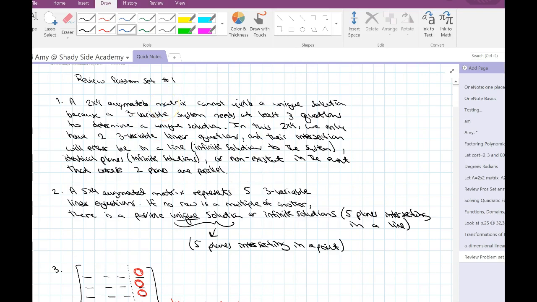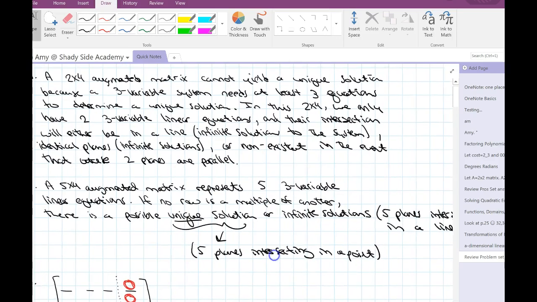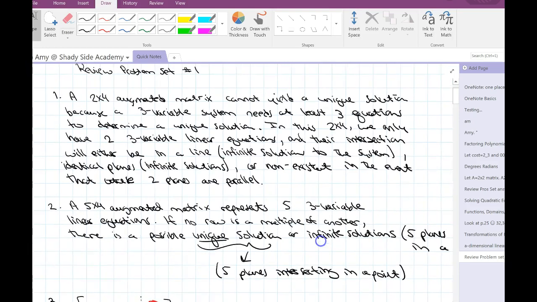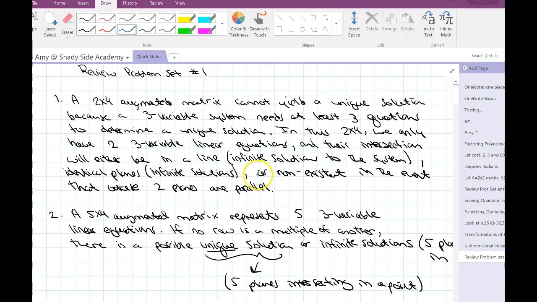You can read it. Again, like I said in class, I treat reviews as more like thorough studying, so I like to be thorough. A 2 by 4 augmented matrix cannot yield a unique solution because a 3 variable system needs at least 3 equations to determine a unique solution. In this 2 by 4, we only have 2 three-variable linear equations, and their intersection will either be a line, infinite solutions, or identical planes, which is infinite solutions again, or it'll be non-existent in the event that these 2 planes are parallel.